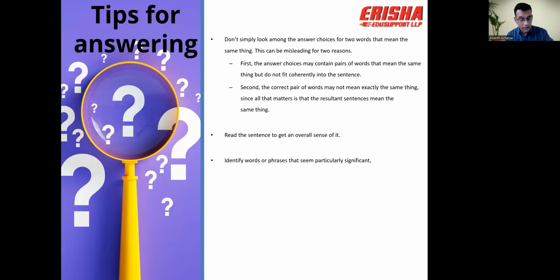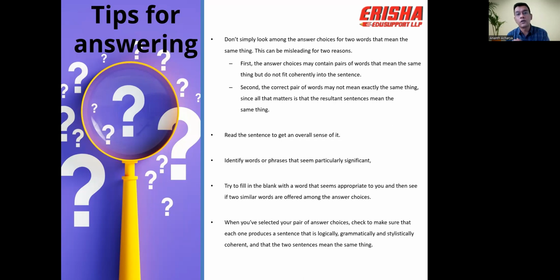Read the sentence again to get an overall sense of it. Identify words and phrases that are very similar or synonyms. Try to fill the blank with the word that seems appropriate to you, and then see if two similar words are offered in the given answer options.